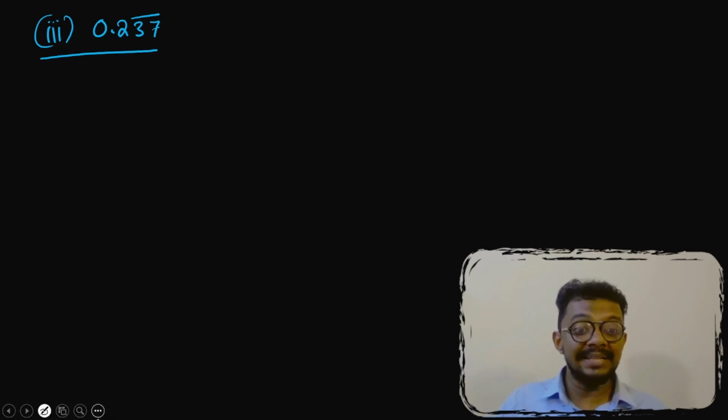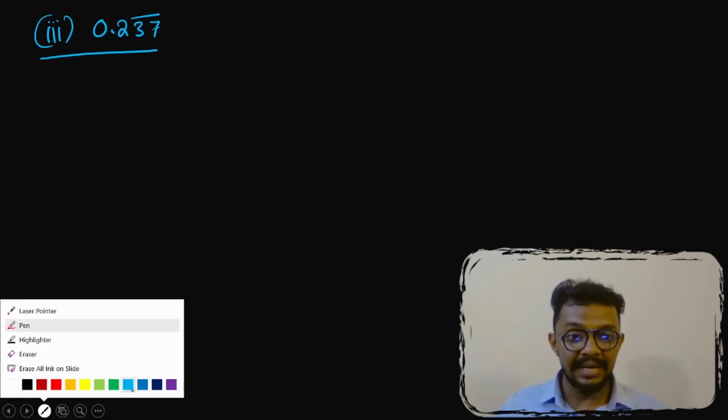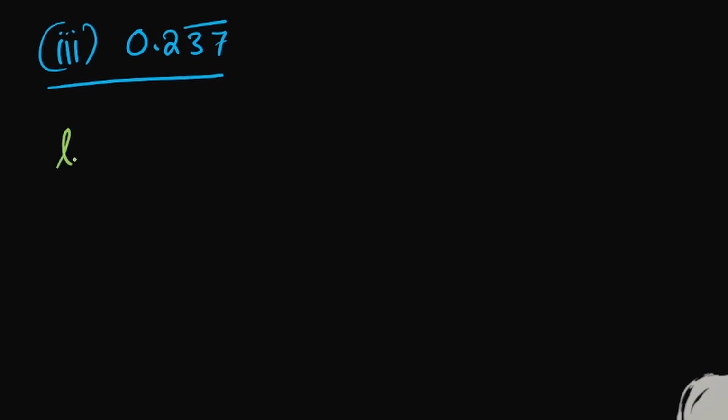Third question is 0.237 bar. How can I find that? Let's see that one. Okay, let x be equal to this number, 0.237 bar, or 0.237 with 37, 37, 37, etc. repeating. Step number 2. Look whether the decimal is just before the repeating digit or not. If it is not, make it into a pure recurring form. If it is mixed recurring, then make it pure recurring. That means make the decimal just before the repeating digit.